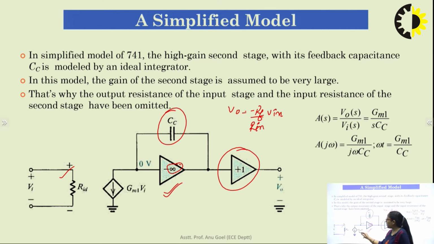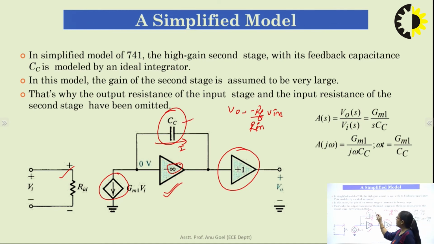Here the value of the current is Gm1 Vi. No current will enter inside the op-amp because of very high input resistance. So the value of current flowing in this branch will be equal to the value of current flowing in this branch. If we mention the value of both the currents, then Gm1 Vi is equal to the current, let's say I, flowing in this branch. I is equal to 0 minus V out divided by the capacitive reactance across this capacitor, that is 1 upon S into C.